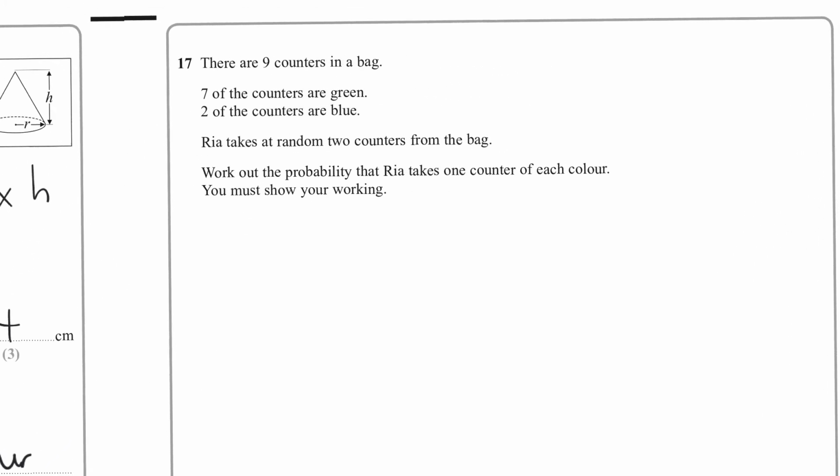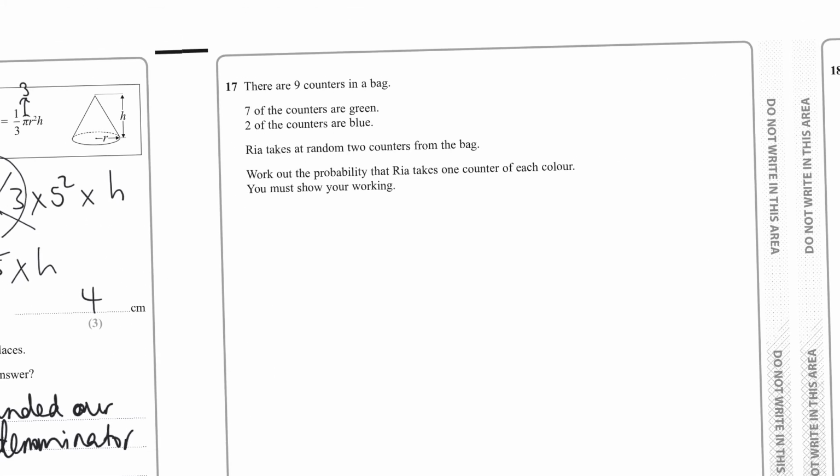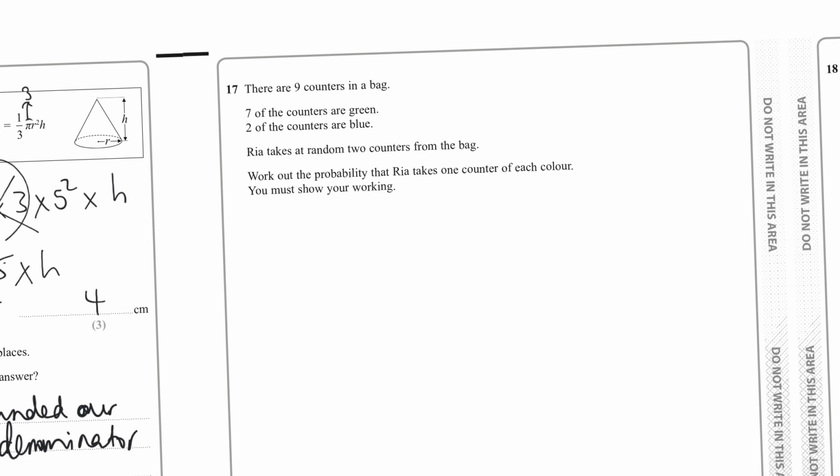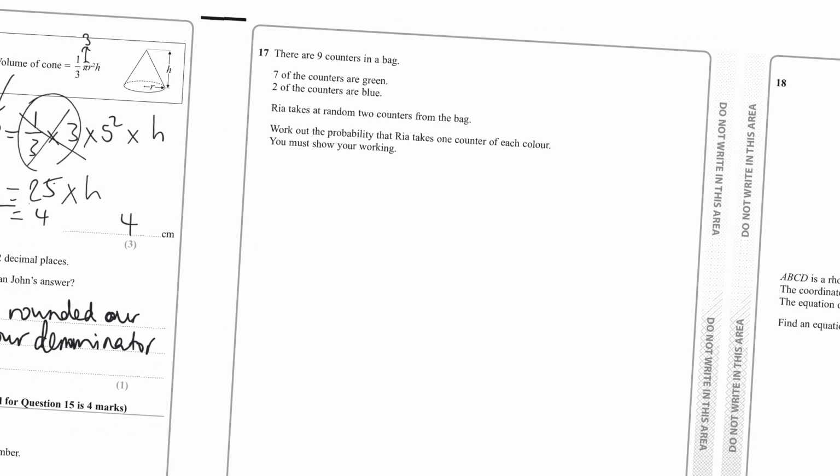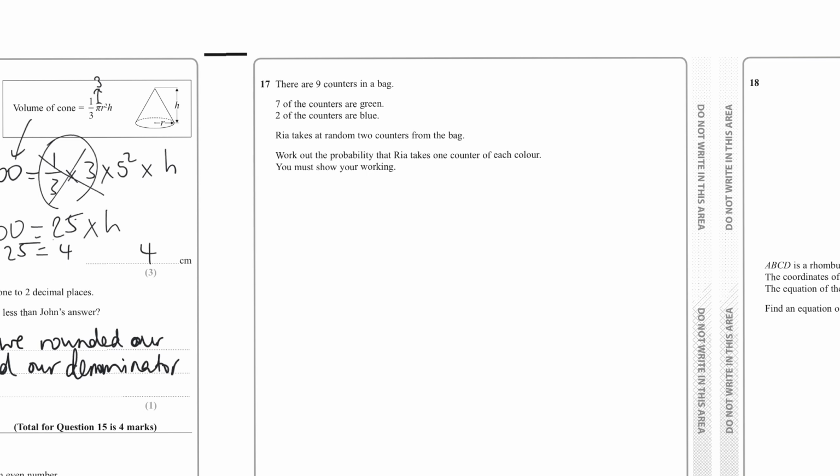Alright, so having a look at question 17, we've got 9 counters in a bag, 7 are green, 2 are blue, and it basically wants us to work out the probability that Ria takes out 1 counter of each colour. So the first thing that we're going to do is draw our probability tree. So I'm going to put first and then second. Why? Because she takes out the counter on 2 different events.